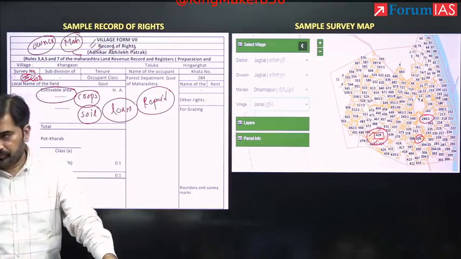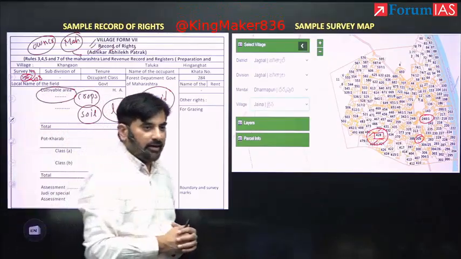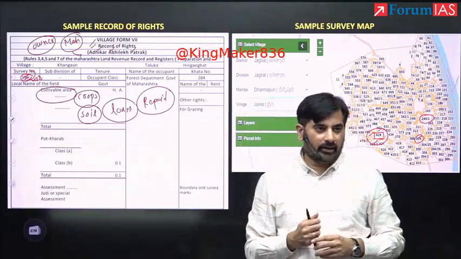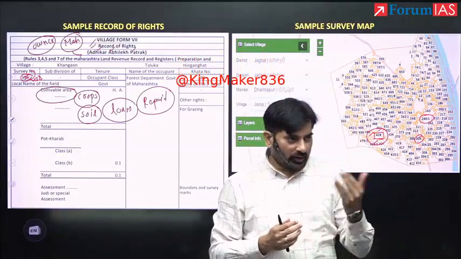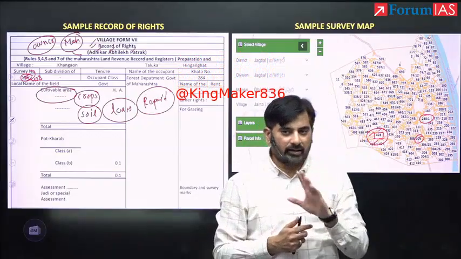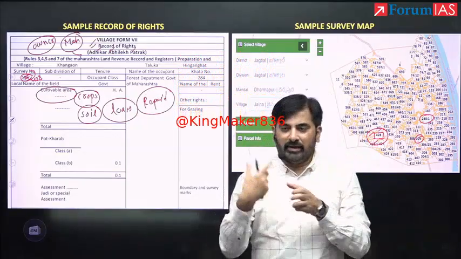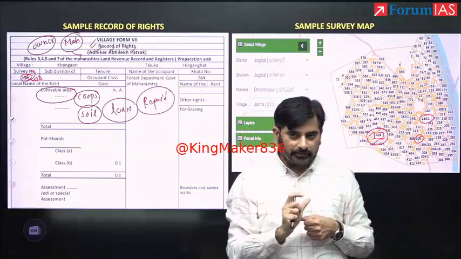Next record. Next record is the sale deed. Okay, just pay attention. What is this sale deed concept? I'll explain it legally, and then I'll explain how the sale deed actually works.